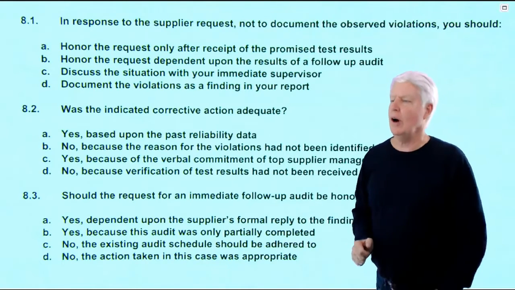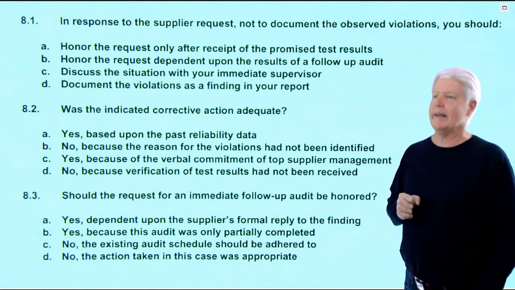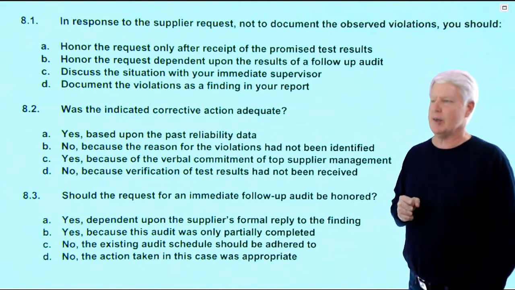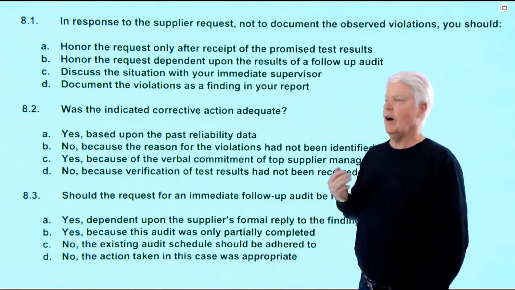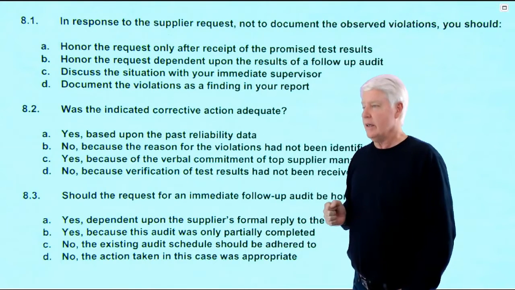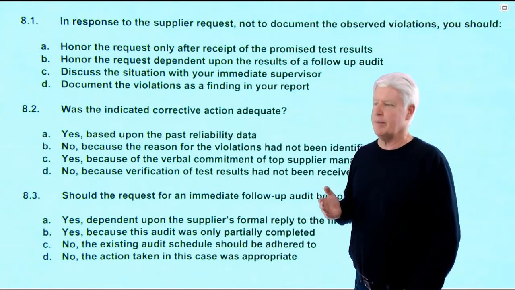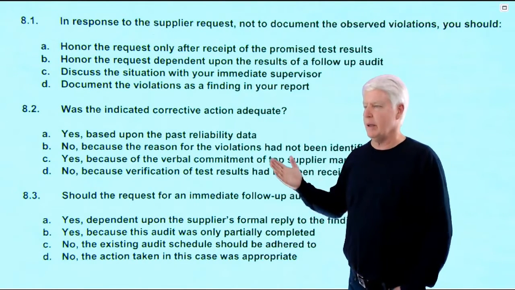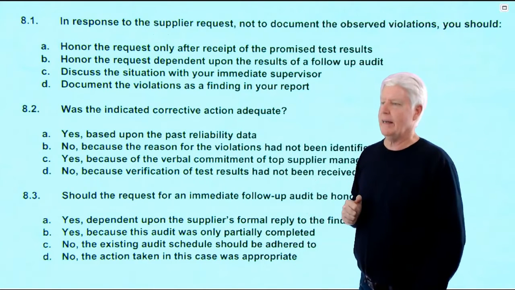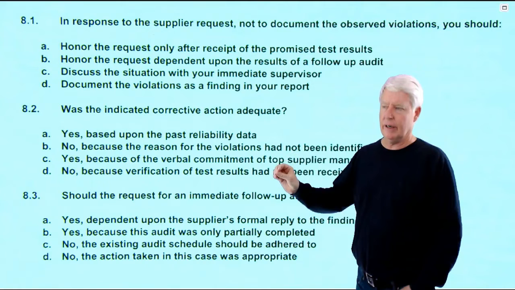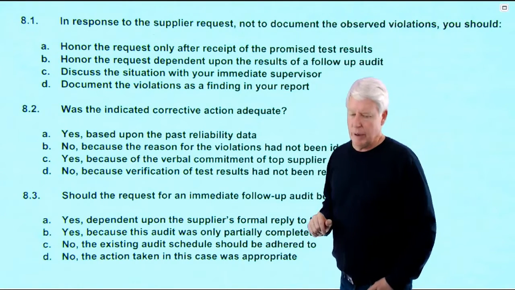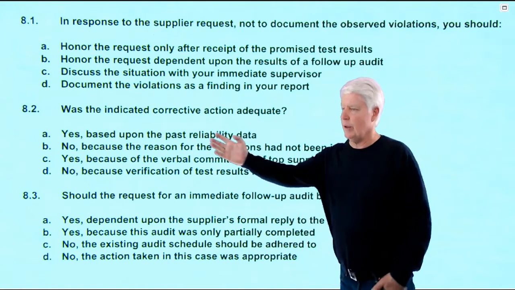In response to the supplier request not to document the observed violations, you should: Honor the request? No, I don't need to read that any further. Honor the request for B? No. Discuss the situation with your immediate supervisor? Possibility. Document the violations as a finding in your report? D is correct. You had a finding, you found it, and you're going to document it. So 8.1 is D, and that is correct, of course.